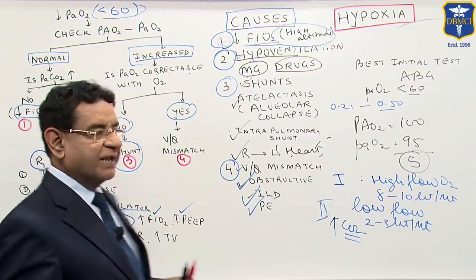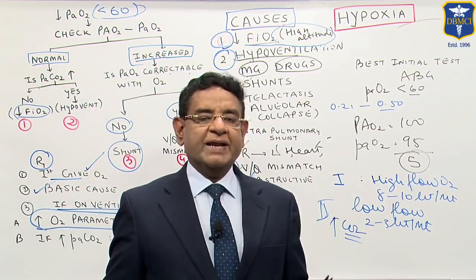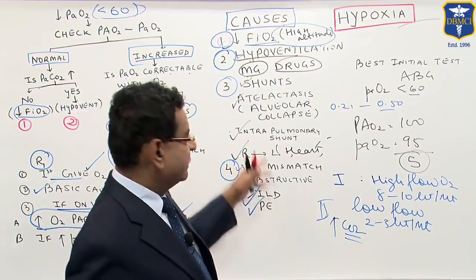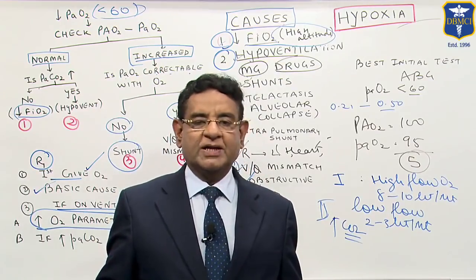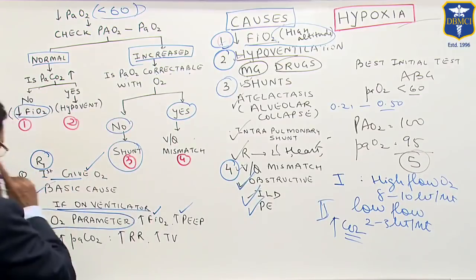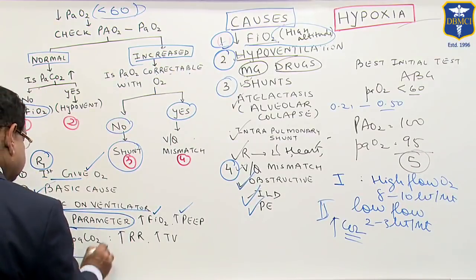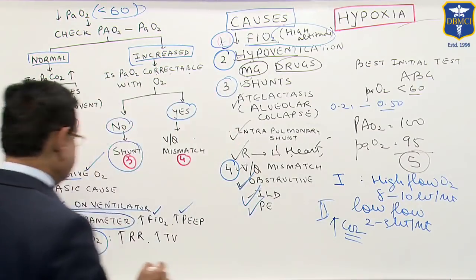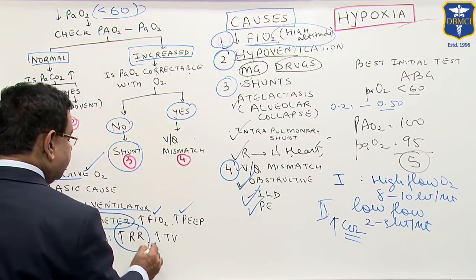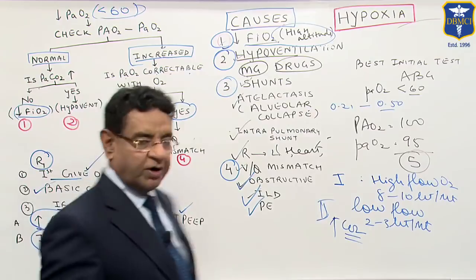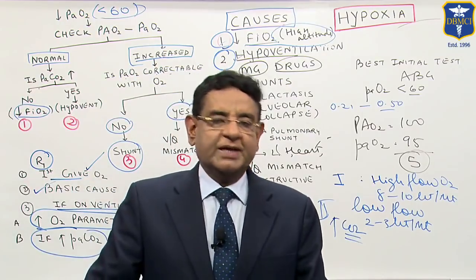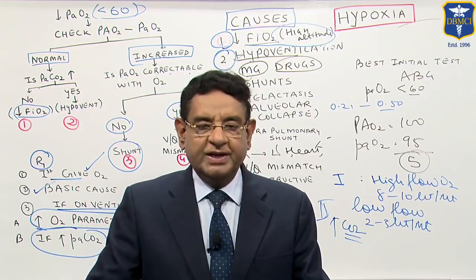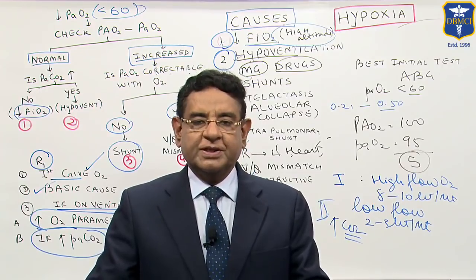And PEEP, positive end expiratory pressure, will try to keep the alveoli open. Alveoli will open, that means more and more diffusion will occur into the capillaries. But if PaCO2 is increased, and the patient is on a ventilator, how can we remove CO2? You can increase the respiratory rate and you can increase the tidal volume. This is how you have to take care of a patient with hypoxia or hypercarbia on a ventilator. Thank you very much.